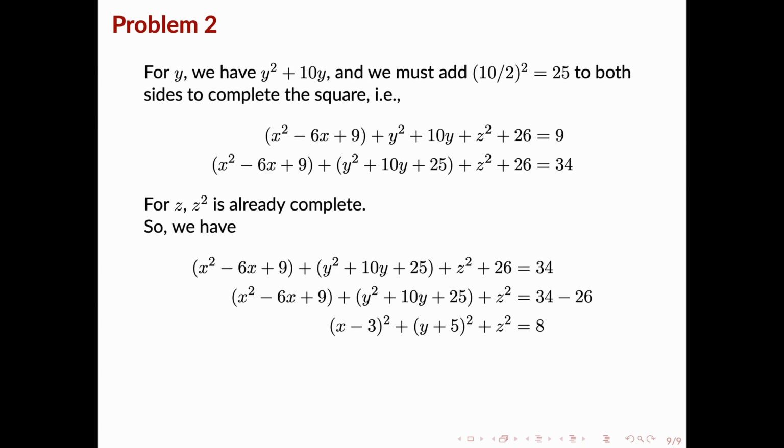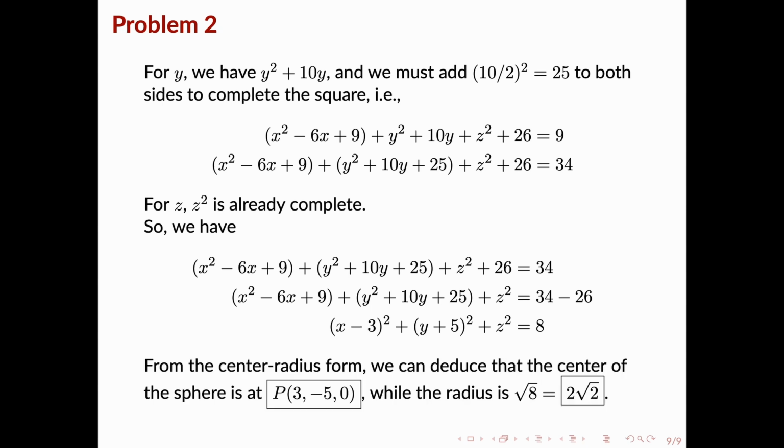Then we subtract 26 from both sides, then we factor x squared minus 6x plus 9 and y squared plus 10y plus 25 since they are now both perfect squares, resulting in (x minus 3) squared plus (y plus 5) squared plus z squared is equal to 8. From the center radius form, we can deduce that the center of the sphere is at (3, negative 5, 0), while the radius is the square root of 8 or 2 square root of 2.